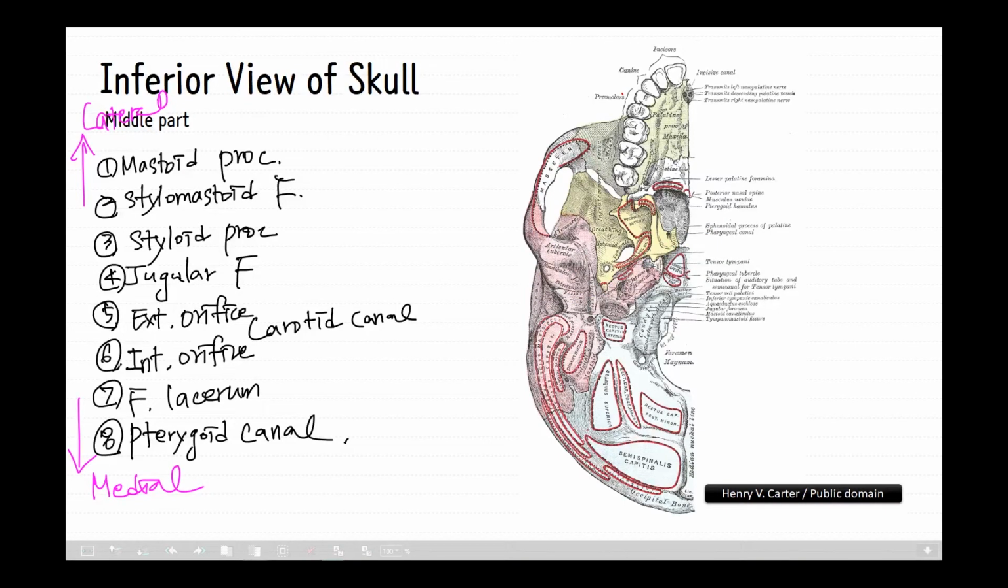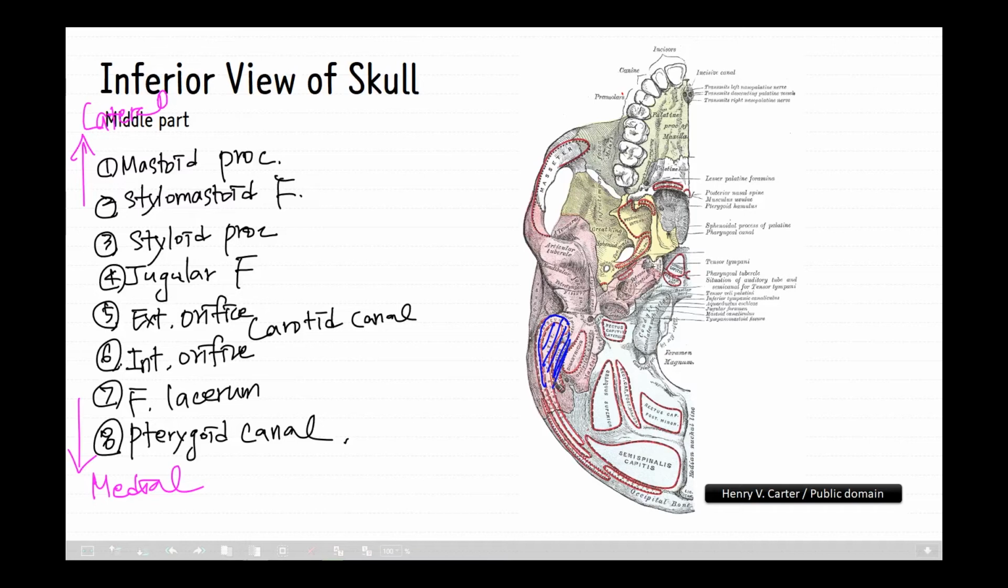Let's look into these structures one by one. The first one is the mastoid process. This is the mastoid process, and the mastoid process is an inferior pyramidal-shaped projection of the temporal bone. It lies posterior and inferior to the external acoustic meatus. The mastoid process serves for the attachment of the sternocleidomastoid muscle, the posterior belly of the digastric muscle, splenius capitis and longissimus capitis.